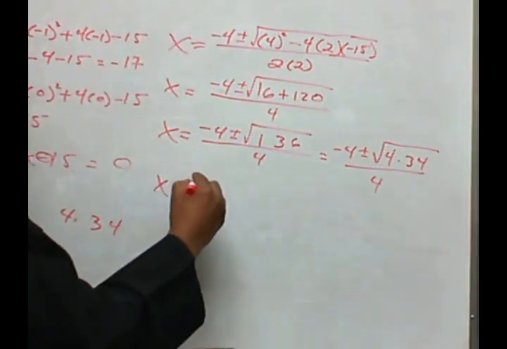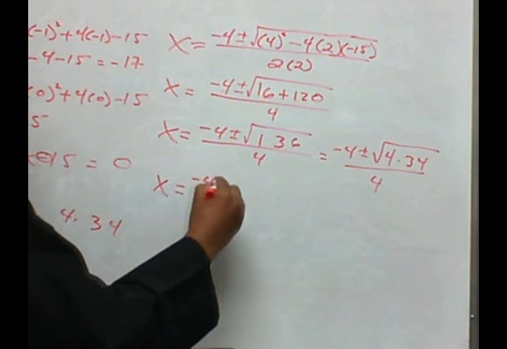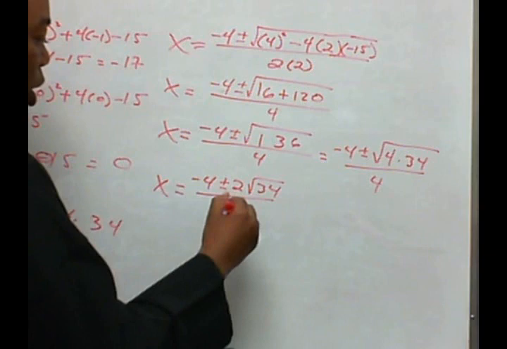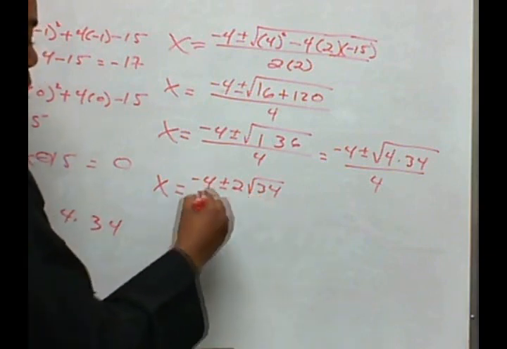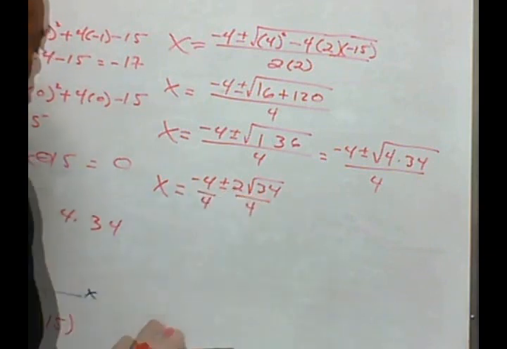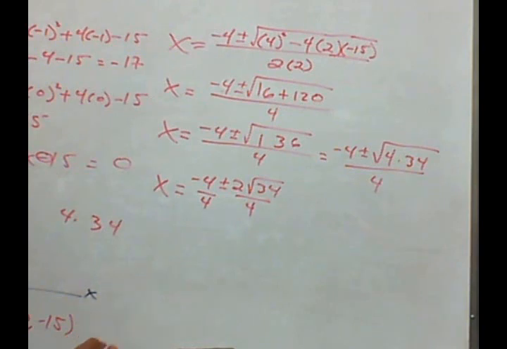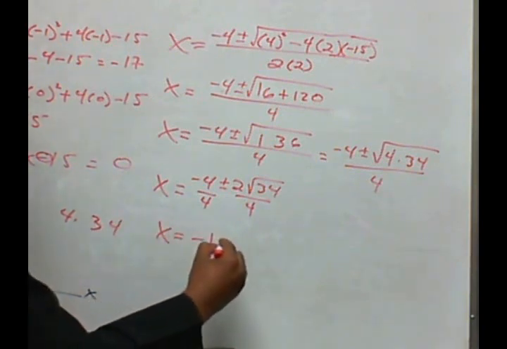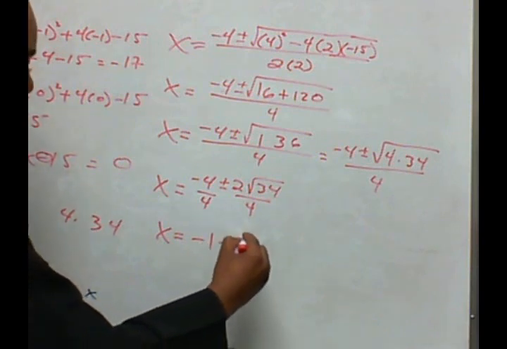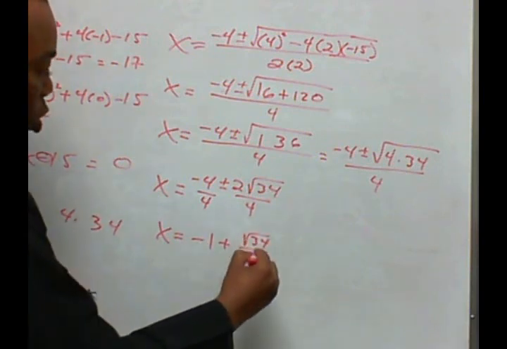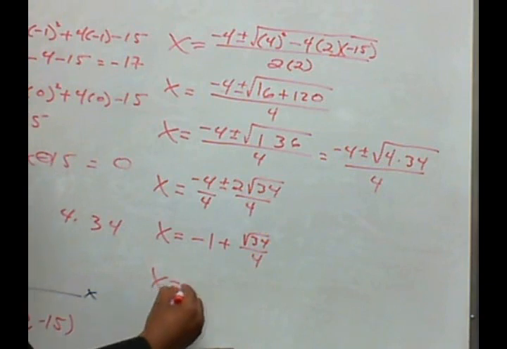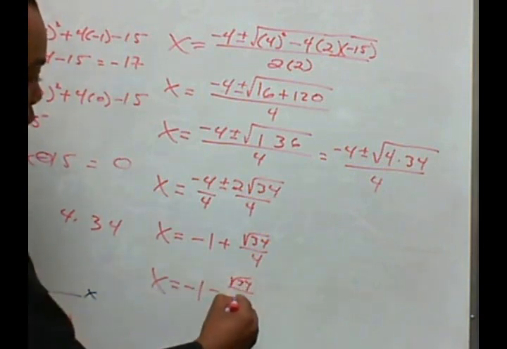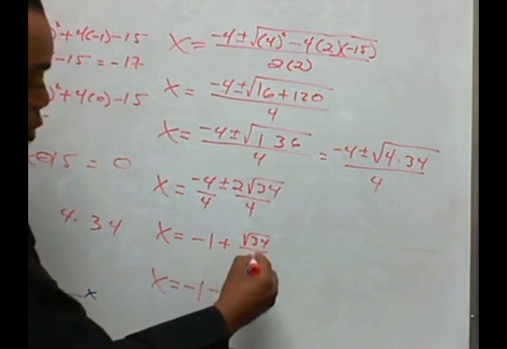So we pull the 4 out, and we get -4 plus or minus 2 square root of 34. And everything's divided by 4, so we can split that up in 2 pieces. And we'll get 2 x-intercepts. One x-intercept will be -1 plus square root of 34 over 2, and the second one will be -1 minus the square root of 34 all over 2. My fault, all over 2.